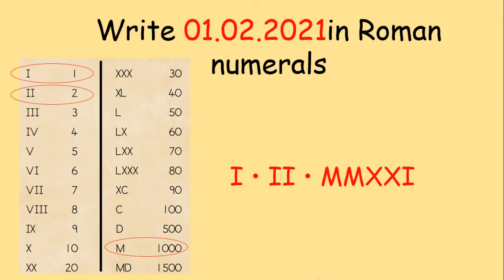I know that 1000 is M, so therefore I know that 2000 will be 2 M's. If I have a look at 20, I know that that is 2 X's. And I already know that 1 is written as an I. So my answer would be I, I, M, M, X, X, I. Well done.